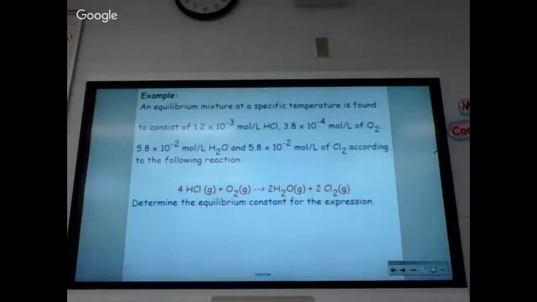All right. So, what's the first thing we need to do? Or what is the first thing you should do tomorrow on the quiz? Write the name of the question. All right, so write the K expression like Sophie said. Okay. So, K equals what?